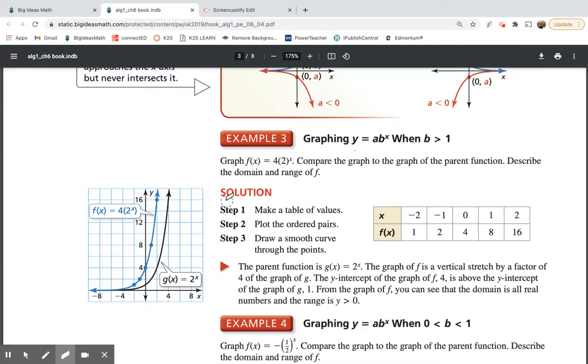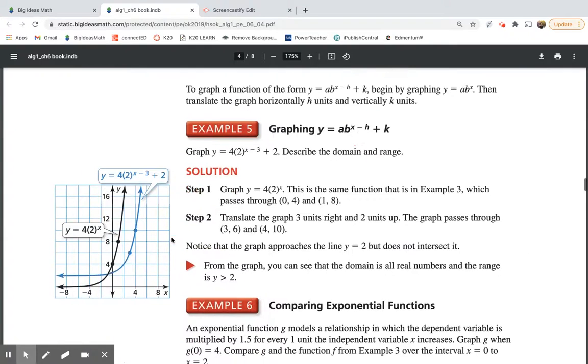Okay, so when we graphed this, this was the table that we got, and it looked like this blue one right here. So if we notice, we can just take those points and use them. We have the points (0, 4), (1, 8), and (2, 16). So I'm going to write those down: (0, 4), (1, 8), and (2, 16).